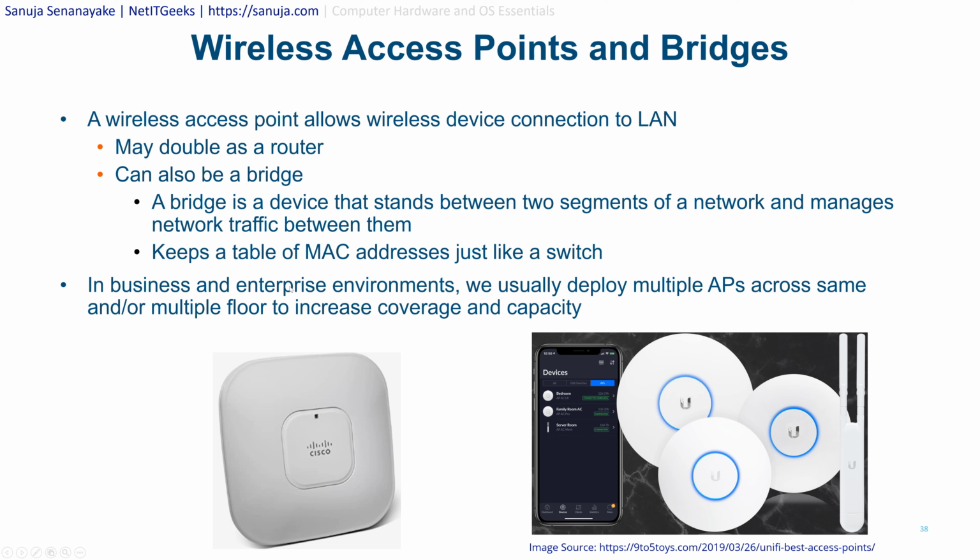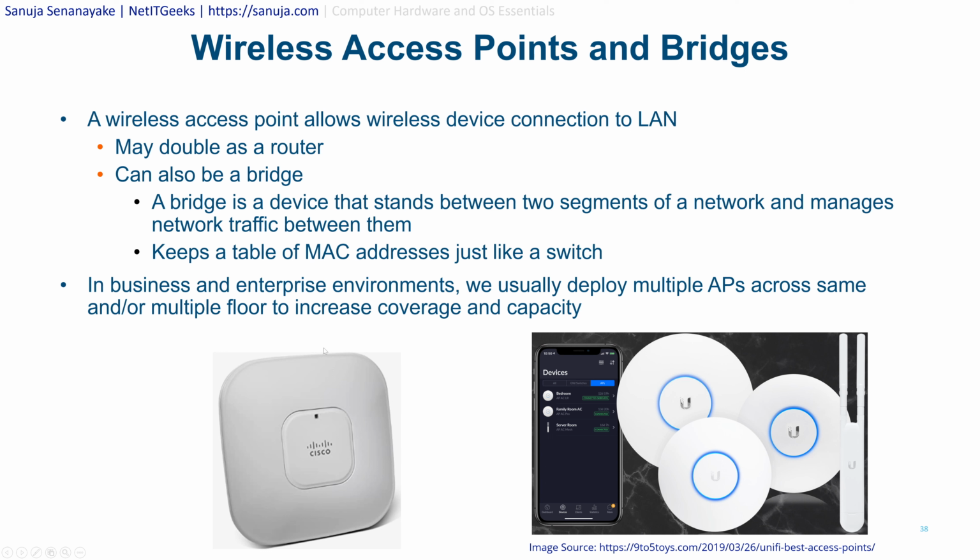And these types of bridges also keep a table of MAC addresses, just like a switch. So you can look at wireless bridges as a type of switch because it does contain those MAC addresses. And remember, a wireless access point can also double as a router as well.